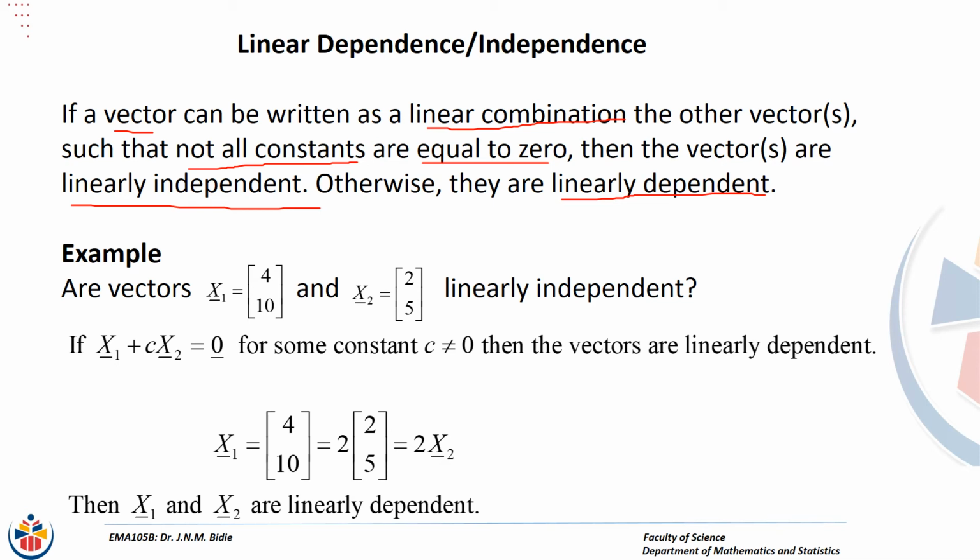So that means these two are dependent on each other. So there is a scalar that is not equal to 0 that makes sure that these two are dependent on each other. So these two are linearly dependent.